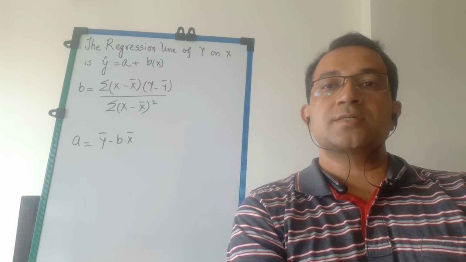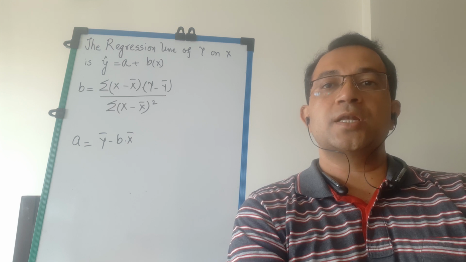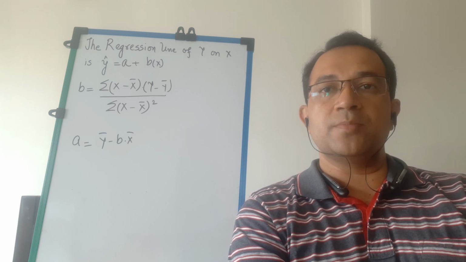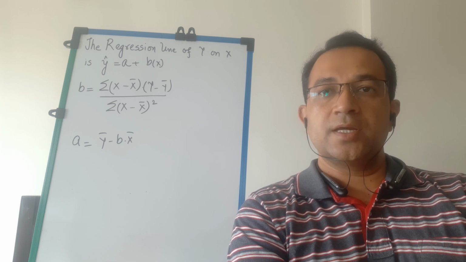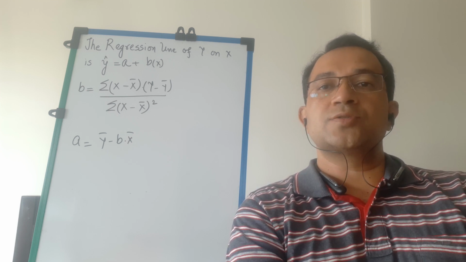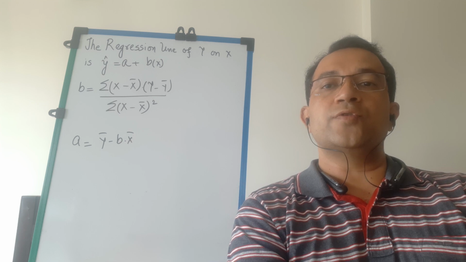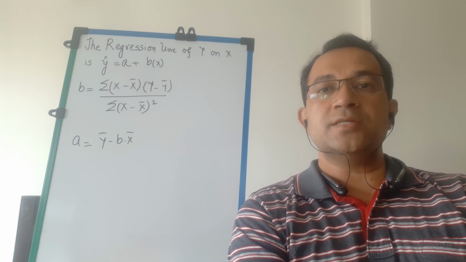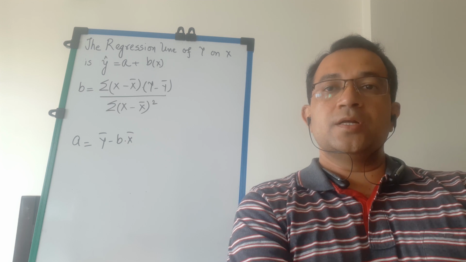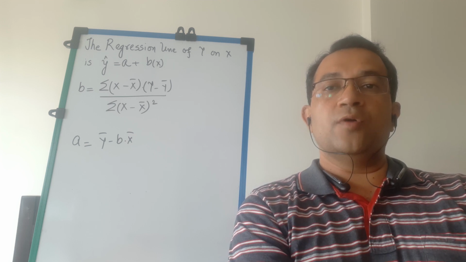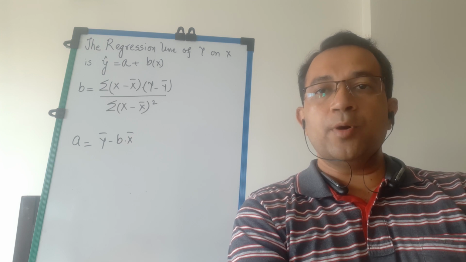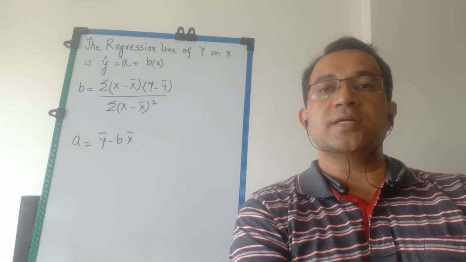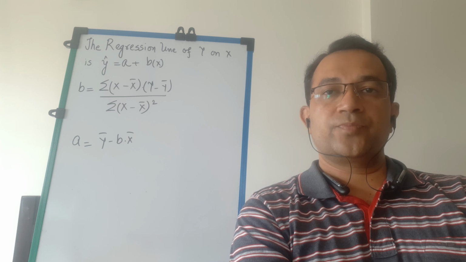Recall, in the last lecture I told you the regression line of y on x is given by y cap is equal to a plus bx. Then the formulas to find regression coefficients b and a are as below. The first formula to find b is sigma (x minus x bar) into (y minus y bar) upon sigma (x minus x bar) the whole square.